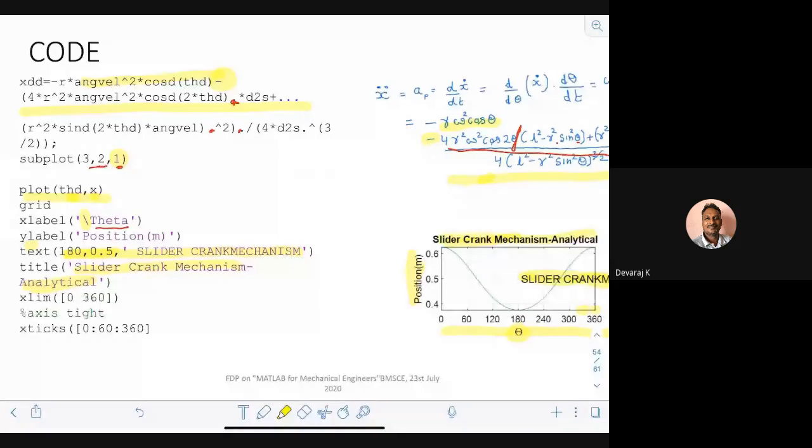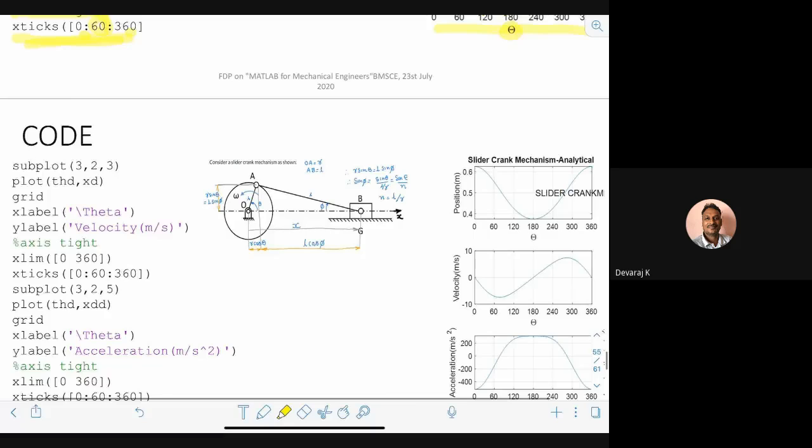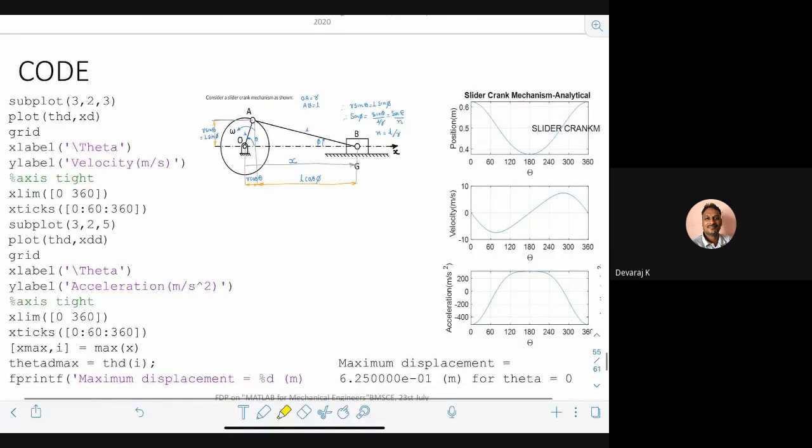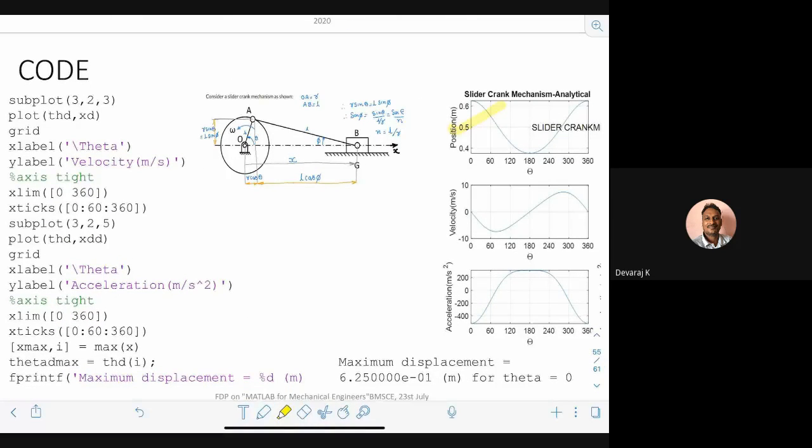So remember, I'm using this command called xlim, meaning x starting and ending value, 360 degrees. It should exactly terminate. And axis tight is another command which you can try to squeeze the axes within the data, exactly fitting the data. And you can control the tick marks here. Use this command for controlling the tick marks. From 0 to 360 degrees, every 60 degrees, I want one tick mark here. You can see. Okay. And then I've got this graph. But now I want the velocity graph by the analytical method.